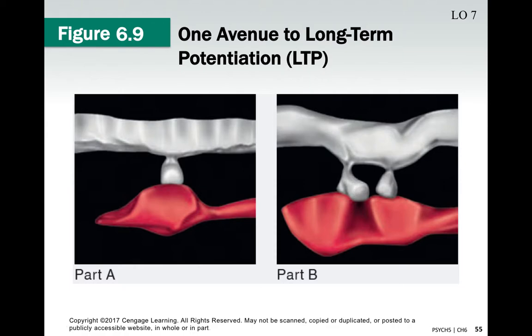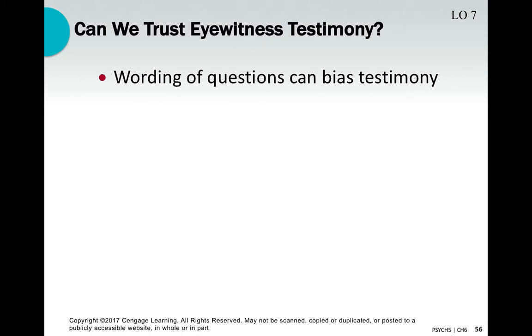So this is memory formation is physically changing the brain. It's altering the physical layout of the brain, forming new neural connections. So if we're trying to get to the smallest unit of why memory occurs, it's these neural connections that are being formed.